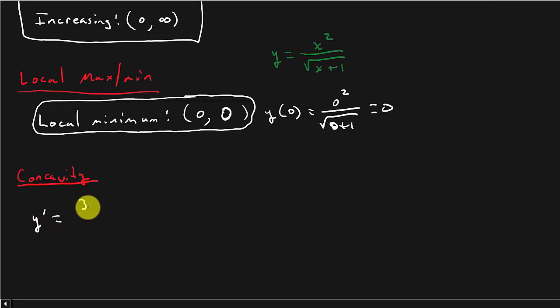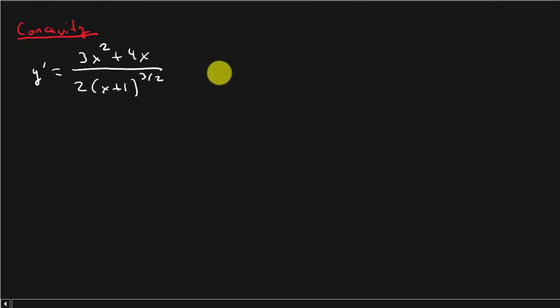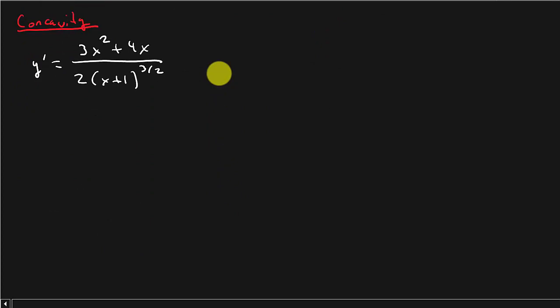And I'm going to go ahead and write the first derivative down. That's 3x squared plus 4x over 2 times x plus 1 to the 3/2. And you know, the problems that we're working in this video, I mean, these are the difficult ones. And what makes them so difficult is just finding the derivatives, because these derivatives get so nasty trying to find them. All right, so let's find the second derivative.